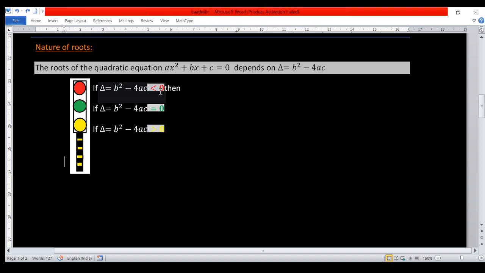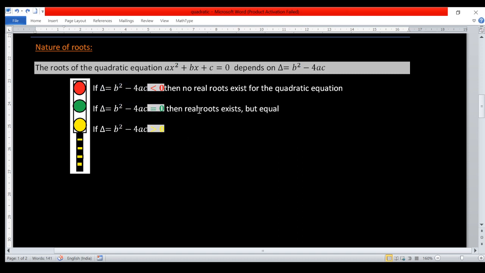So three possible signs we get: less than 0 red, equal to 0 green, greater than 0 yellow. Red, green, yellow: less than 0, equal to 0, greater than 0. This is the symbolic representation I want to take with this picture. If less than 0, we can say no real root exists for the quadratic equation. By real numbers you will not get any roots, so you should not try real numbers. Immediately you have to stop by stating that no real root exists for the quadratic equation if the discriminant b square minus 4ac is less than 0. I mean red: if it comes, you have to stop finding roots.